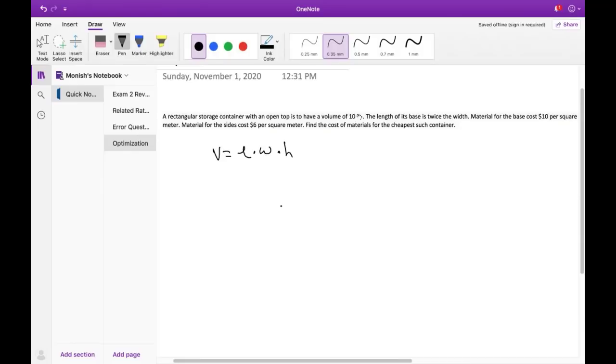And then since you have 3 variables, you need everything in terms of 1 variable. So what we're going to do is, it tells you in the question, the length of its base is twice the width. So we know that L is equal to 2 times W. So let's go ahead and fix that. So 2W times W times H. And then this goes to V is 2W squared times H. And then we need to solve for H.